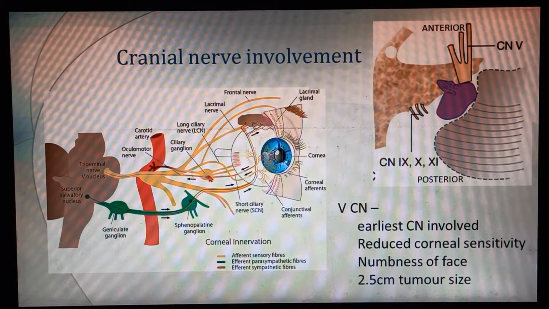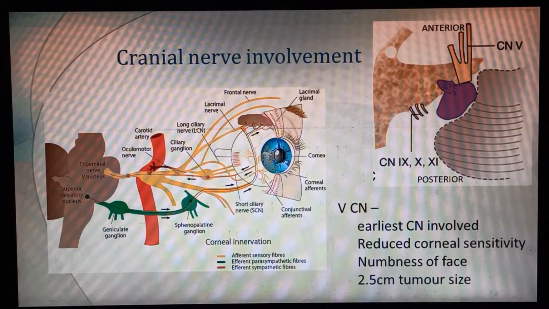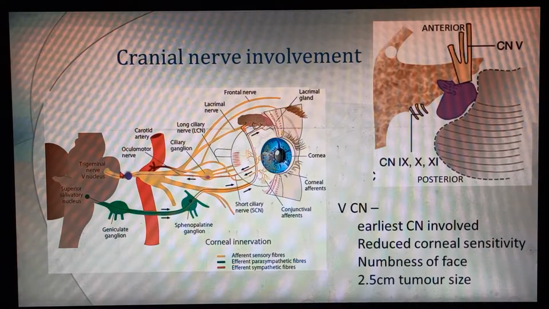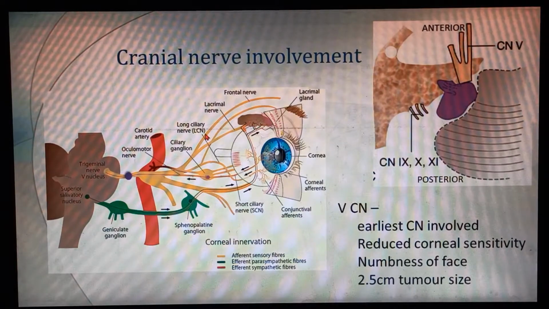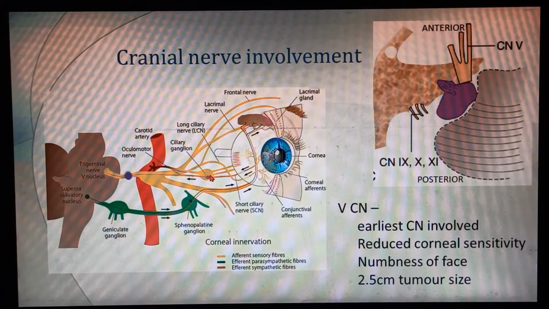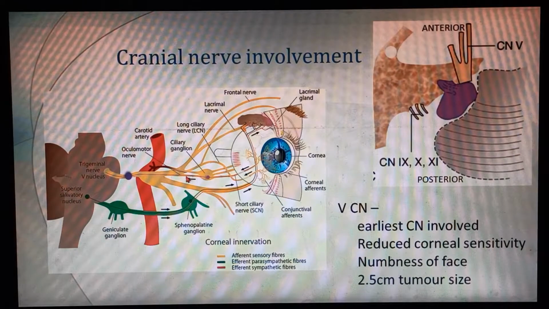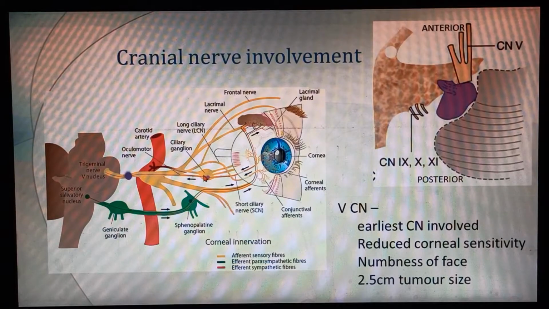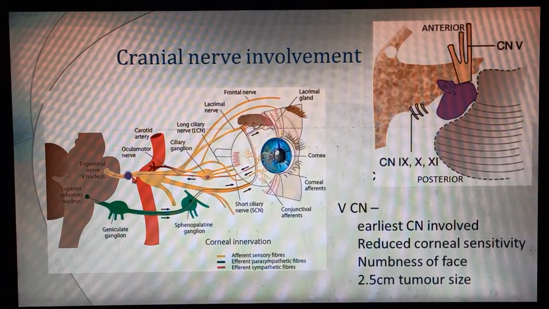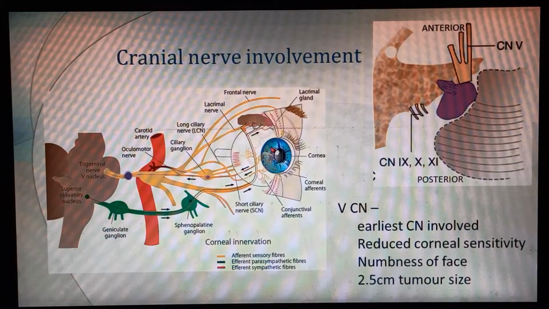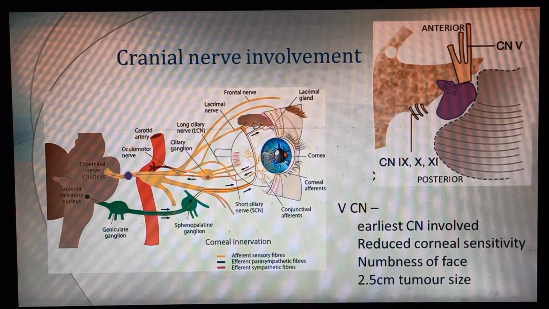So what happens in this case: approximately this is the area of the CP angle, and you can see the trigeminal ganglion, that is the Meckel's ganglion, here. Here also you can see the Meckel's ganglion sitting on the anterior face of the petrous apex. Once the tumor enlarges and starts compressing here, the impulses through these nerve fibers cannot traverse properly, causing decreased corneal sensation, or reduced corneal sensitivity.